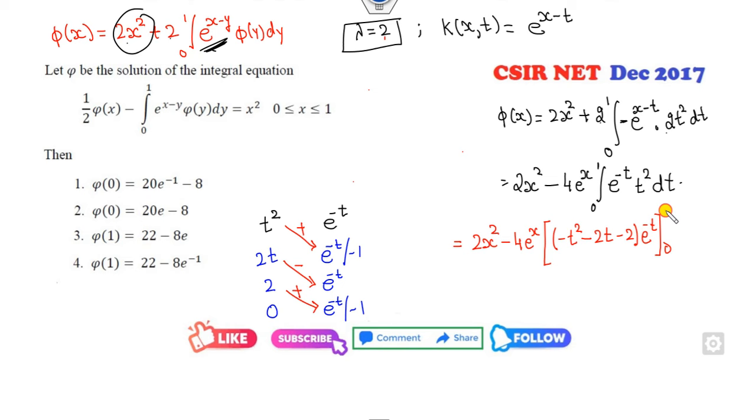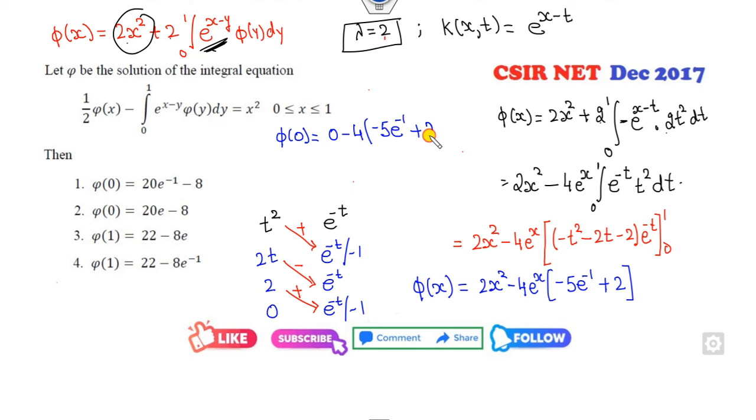So I can substitute this value, 2x square minus 4 e raised to power x. When you substitute 1, it's a minus 5 e raised to power minus 1. When you substitute 0, minus minus plus 2. That is my phi of x. Now your target is to find the phi of 0. 0 minus 4 minus 5 e raised to power minus 1 plus 2. So that will be plus 20 over e minus 8. So 20 over e minus 8.